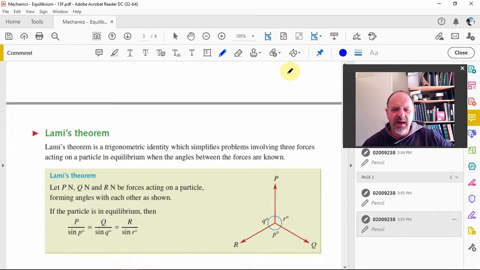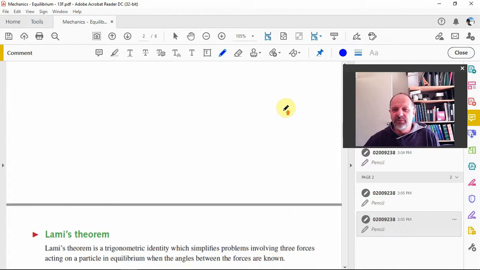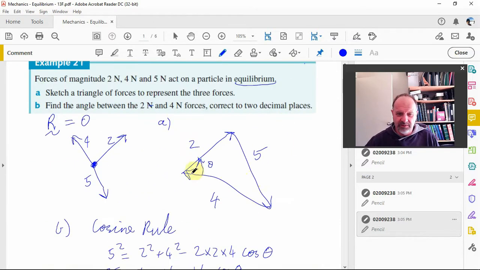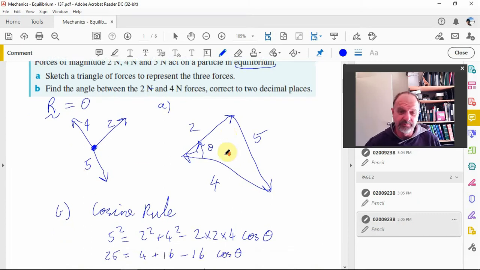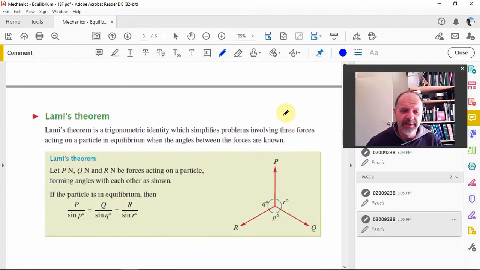There's this thing called Lami's theorem. What Lami's theorem does is mean that we don't have to go and draw a triangle like this and then use things like the sine and the cosine rule. If you want to look it up and know more about it, you get to this essentially by using the sine rule. So it saves us a little bit of mucking around.